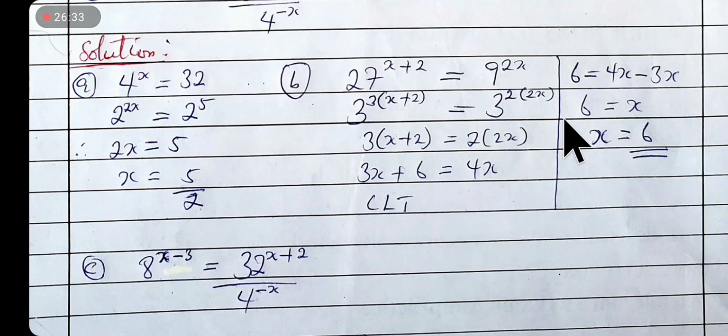By the time you collect the like terms, you discover that what you are going to have is 6s here already, equals to 4s. Then when 3s is going to the right hand side to meet 4s, it changes to minus 3s. 6 is going to be equals to 4s minus 3s, which is 1s. So therefore s is 6.